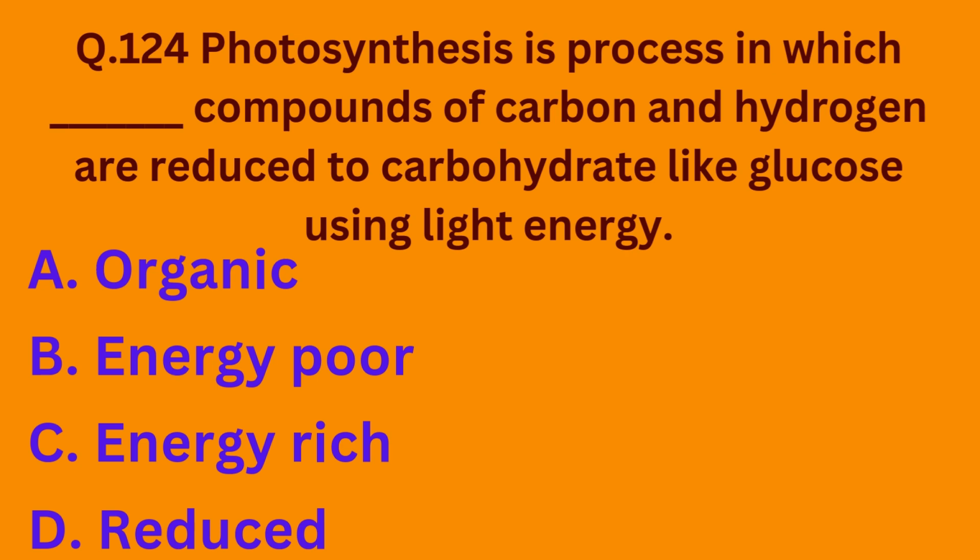Question number 124. Photosynthesis is a process in which dash compounds of carbon and hydrogen are reduced to carbohydrate like glucose using light energy. Option A, organic. Option B, energy poor. Option C, energy rich. Option D, reduced. So basically, energy poor compounds of carbon and hydrogen are reduced using light energy. The correct option is option B.